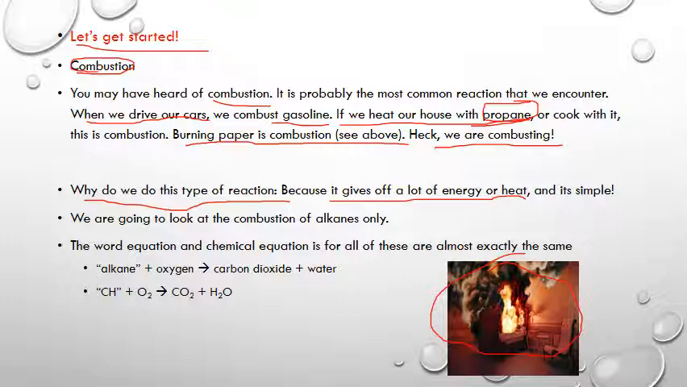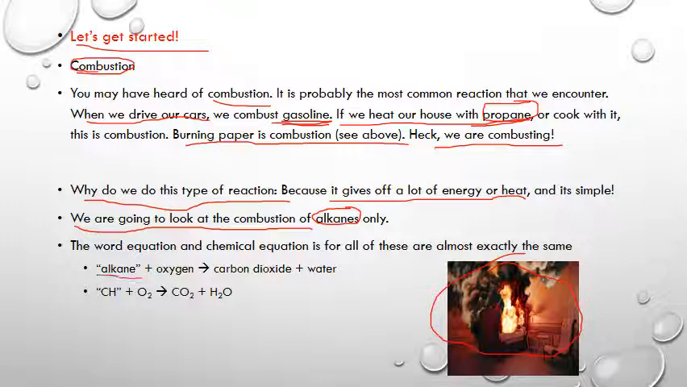Combustion gives off energy to heat our houses, to move our cars, to move our bodies, to cook our food, etc. What we're going to do is just look at the combustion of alkanes. And so we'll have a word equation and then a chemical equation. And the chemical equation will look like this.